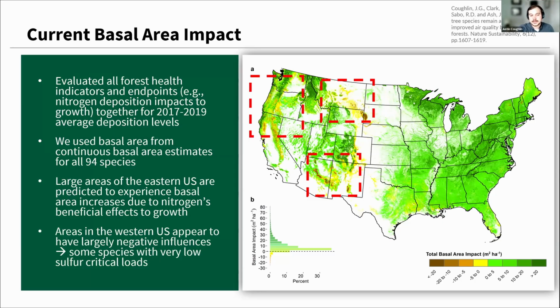And we think that a lot of that is due to these really low sulfur critical loads that came out in the Horn et al. analysis because the functional form was monotonically decreasing.